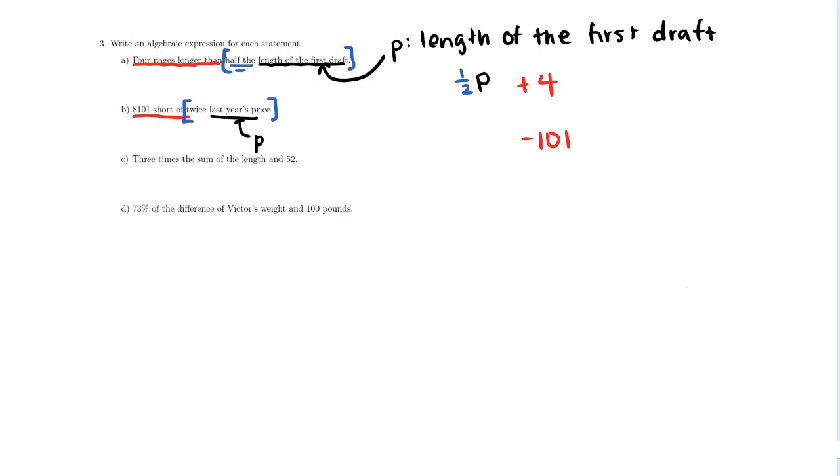So we have $101 short of twice last year's price, or 2 times last year's price, P. Twice last year's price is maybe P plus P, or 2 times P. Either way, it's the same idea, and we're taking $101 short of that, so that's minus 101. It's kind of a funny example where the 101 and short of is telling us we're subtracting away 101. The subtraction is kind of happening in reverse order, right? That 101 is not in front. We're not subtracting from 101. We're actually subtracting 101. It comes after.